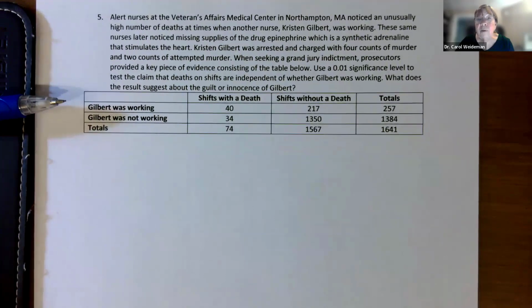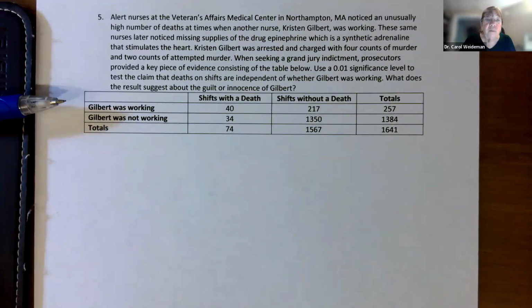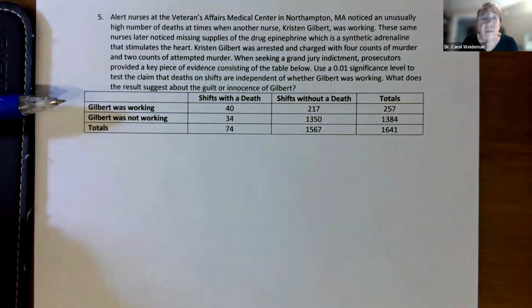When seeking a criminal jury indictment, prosecutors provided a key piece of evidence consisting of the table below. Use a 0.01 significance level to test the claim that the deaths on shifts were independent of whether Gilbert was working. What does the result suggest about guilt or innocence of Gilbert?